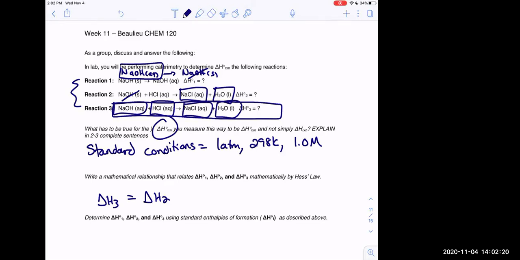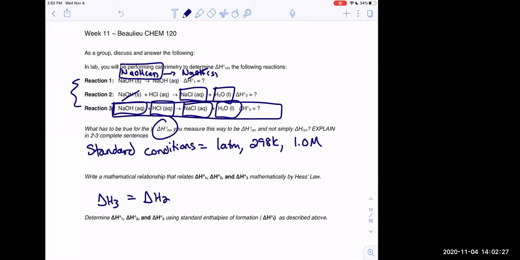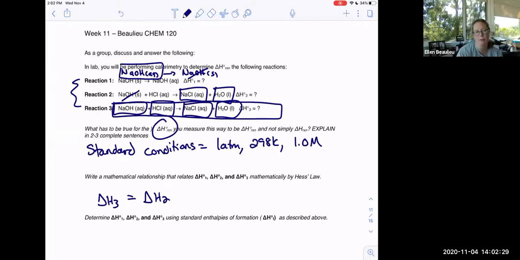Yes. So if I swapped reaction 1, what did I do to delta H of reaction 1? Inverted it. Mathematically, what do I do to it? Negative. Negative delta H1. Everybody see that?